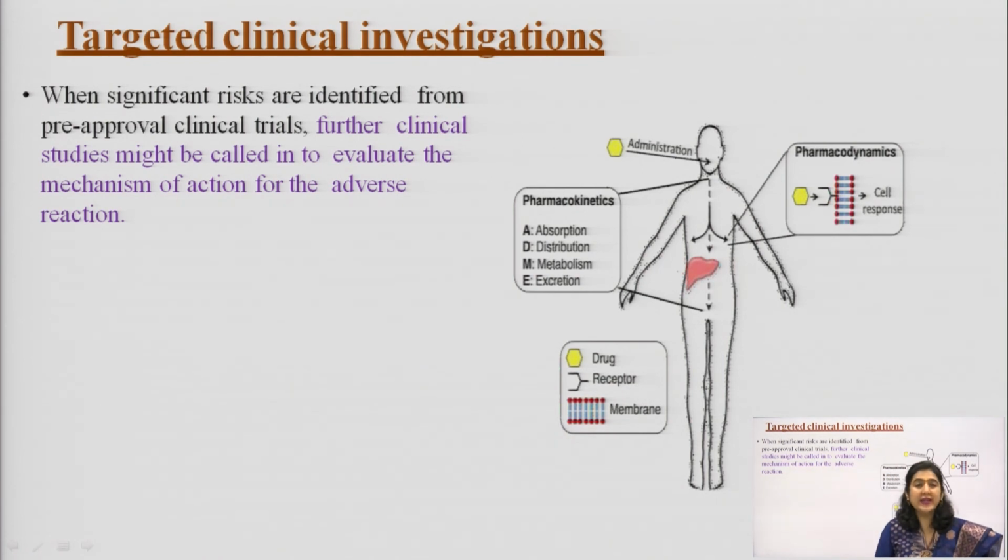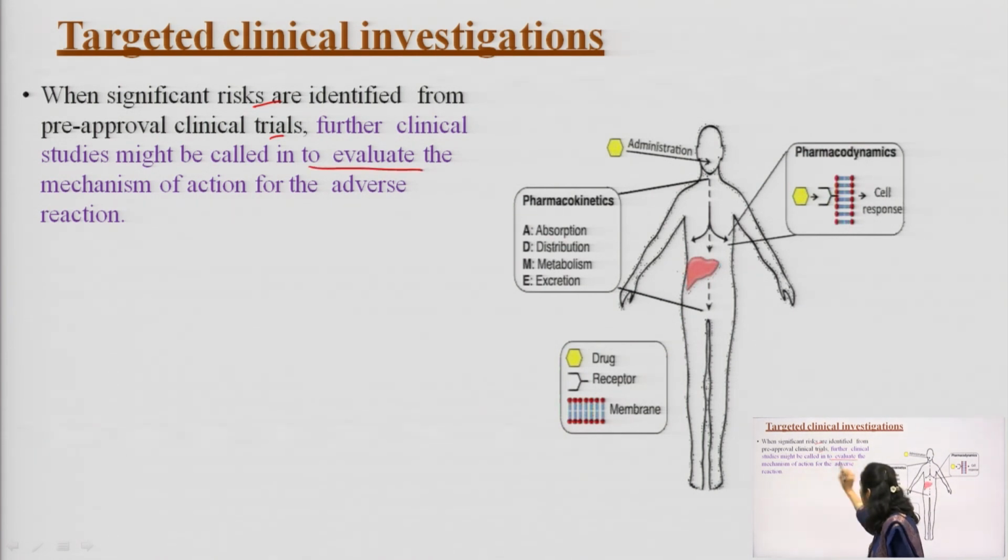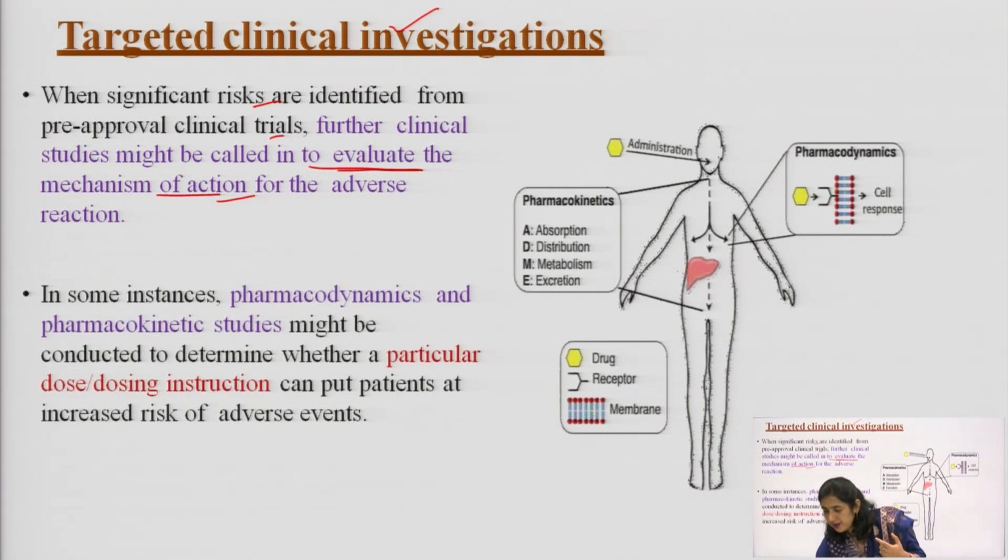Now we come to the next one, targeted clinical investigation. After seeing the comparative observation studies, when risks are identified from pre-approval clinical trials, further clinical studies might be called on to evaluate the mechanism of action of the adverse reaction. We have come to know that these ADRs are occurring, so what do we have to do? Targeted clinical investigations. What is this? Target means we have to find out some specific criteria, some specific outcome. Here we have to evaluate the mechanism of action of the adverse reaction. So you will do targeted clinical investigations, trials.